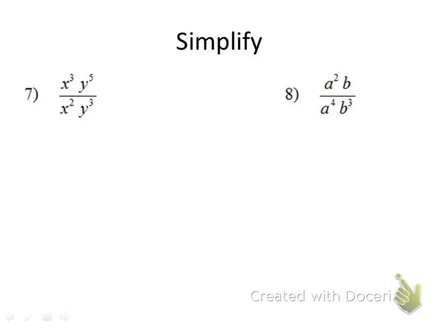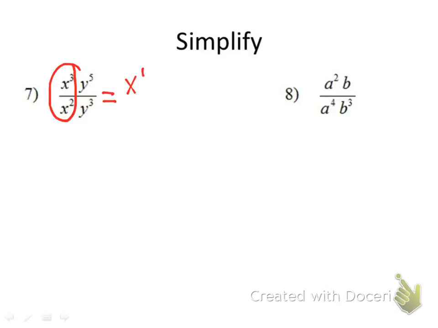All right, here's number 7. So now we're just looking at more variables at the same time. So x's go with x's. So where are my leftover x's going to be? On the top. And what's 3 minus 2? So I'm going to have x to the first on the top.